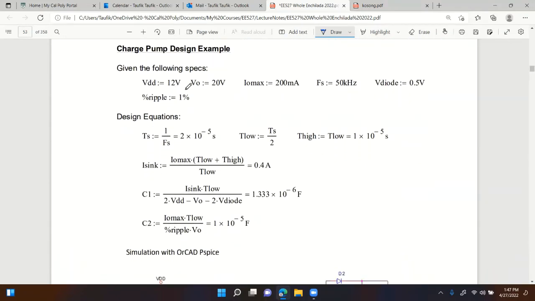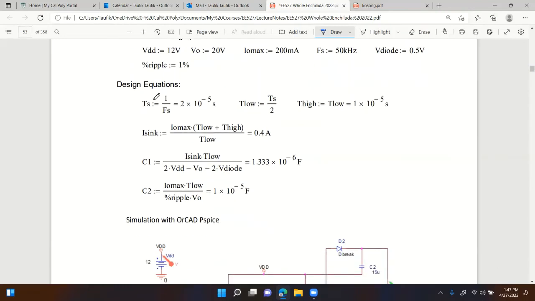So again, VDD is 12 volts, V out is 20 volts. You can see there's a step up, from 12 to 20. I out max is 200 milliamps. That's our I load. Switching frequency is 50 kilohertz. V diode drop is 0.5. Ripple of 1%. So from those given values, I get a switching period of 20 microseconds.